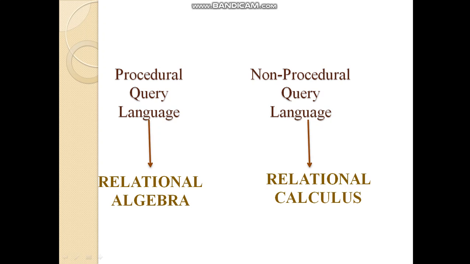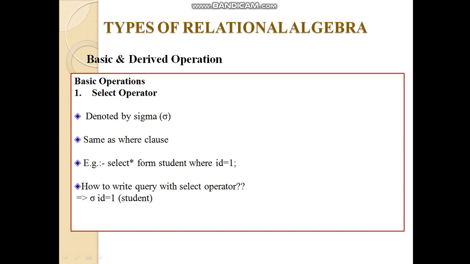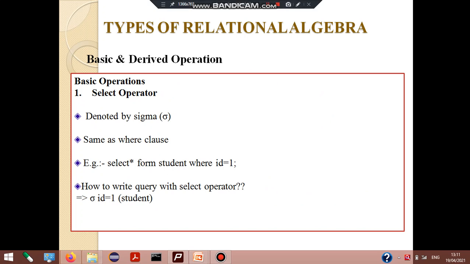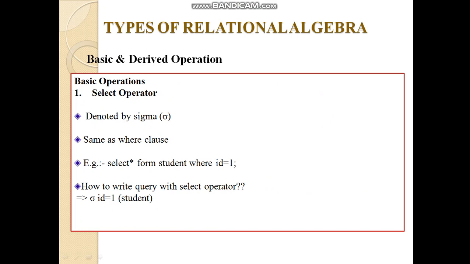So relational algebra is a procedural query language and relational calculus is a non-procedural query language. Previously we saw what procedural and non-procedural query languages are. Now let's see the types of relational algebra. There are two types of operations in relational algebra: basic operations and derived operations.